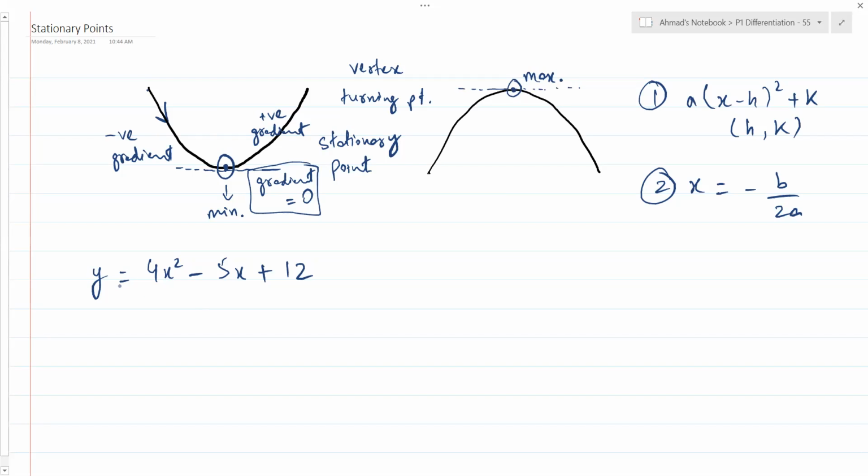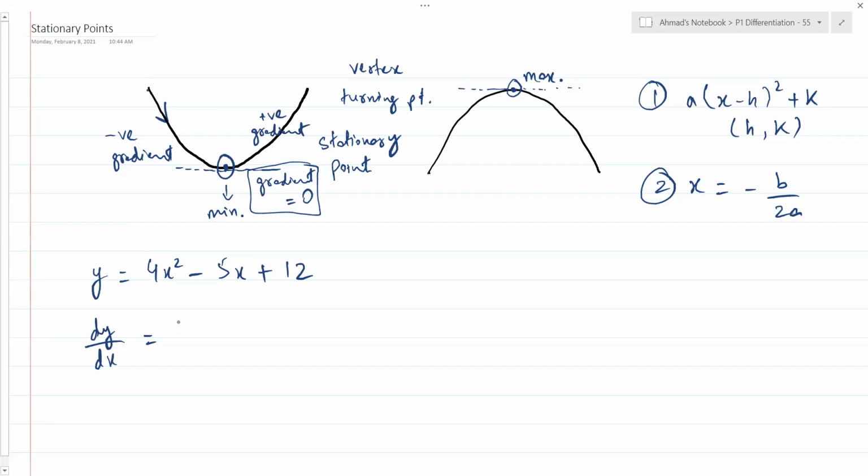So now if we were given a quadratic function like this, y equals 4x squared minus 5x plus 12, and we were supposed to find the turning point of this, what we would do is find the derivative of this. Because what does the gradient represent? The derivative represents the gradient. So dy by dx is equal to, how do you differentiate this?